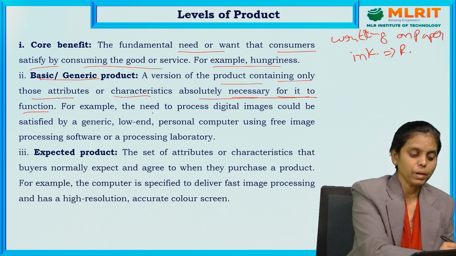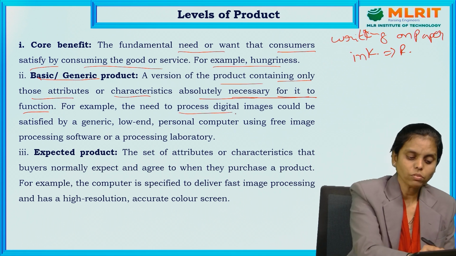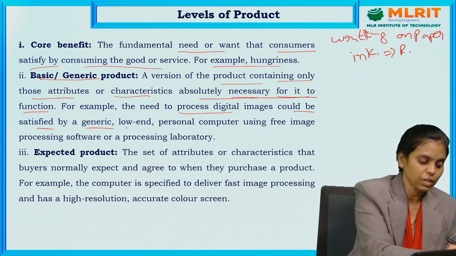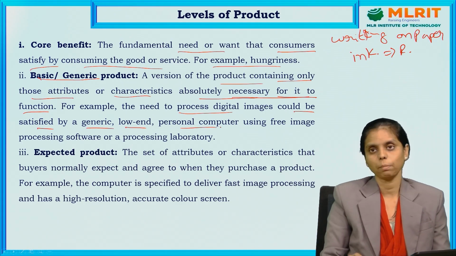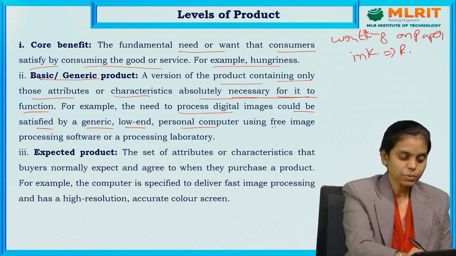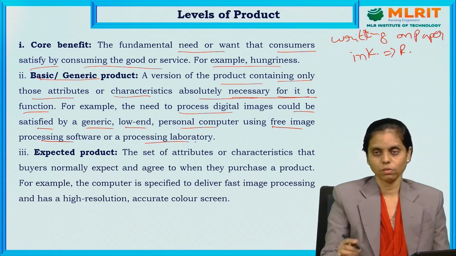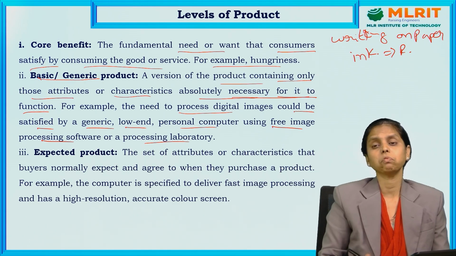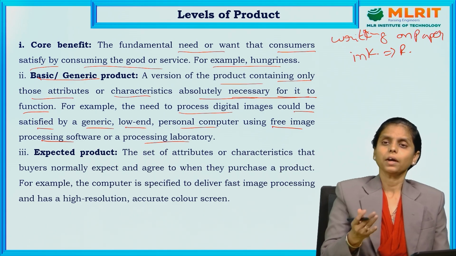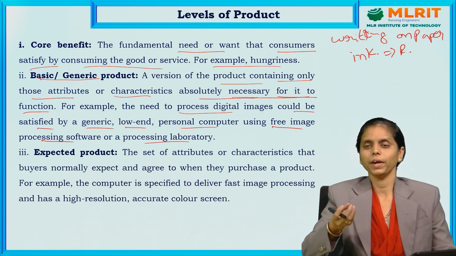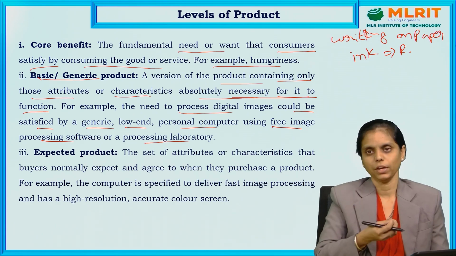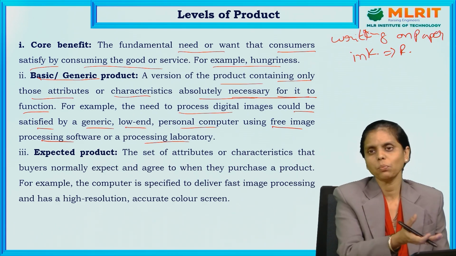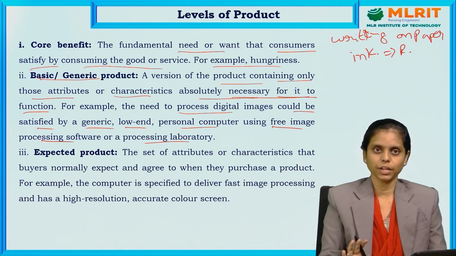For example, the need to process digital images could be satisfied by using different types of generic, low-end or personal computers using free image processors, like the example that we have taken. Or else, let us assume the hunger of an individual. How can it be fulfilled? By providing any kind of food to an individual. The food that we are providing is the basic or generic level that we have.